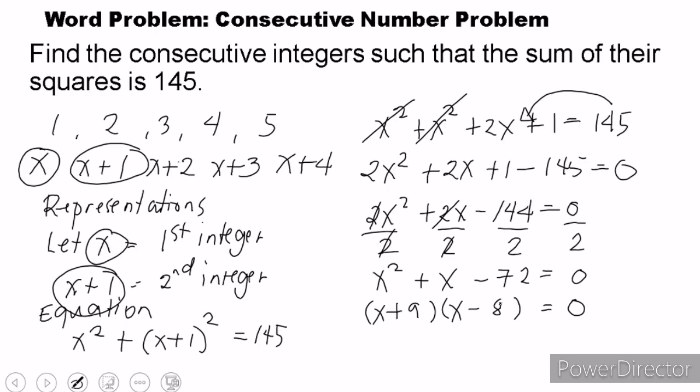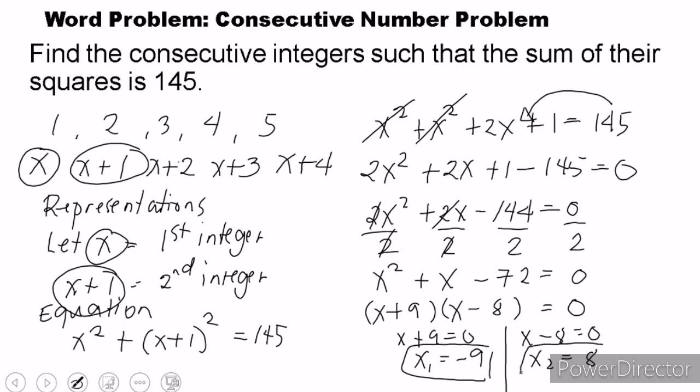Ayan. So, since na-factor na natin siya, i-equate natin sila both factors by 0. So, we have x plus 9 equals 0, and then x minus 8 equals 0. Since we're solving for x sub 1 here, transpose 9, it will become negative 9. So, yun yung una nating integer. Yung pangalawa naman nating integer ay x sub 2, isolate x, transpose negative 8, will become positive 8.